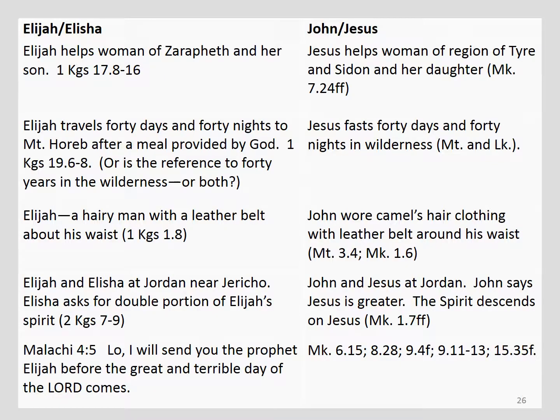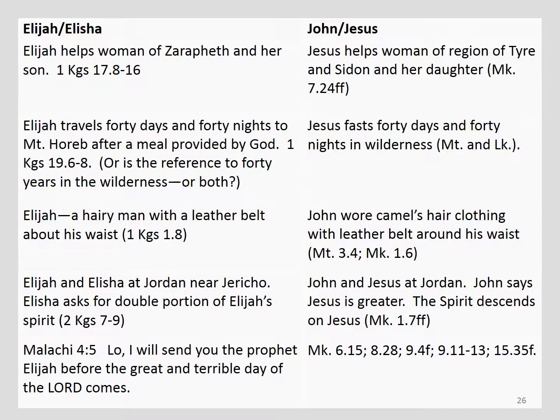In this table, we are going to compare the Elijah and Elisha stories to stories of John and Jesus and characterizations of them. And what you see is the remarkable similarities. Elijah helps the woman of Zarephath and her son, and Zarephath is in the region of Tyre and Sidon. So we read that Jesus helps a woman of the region of Tyre and Sidon and her daughter.